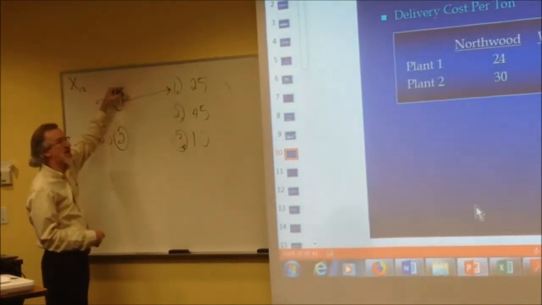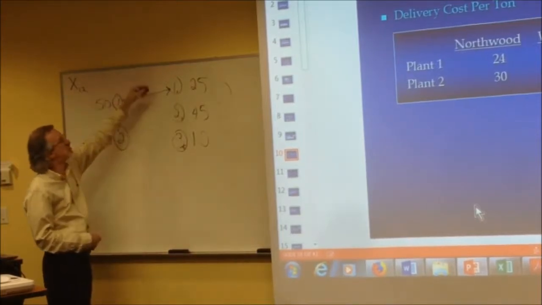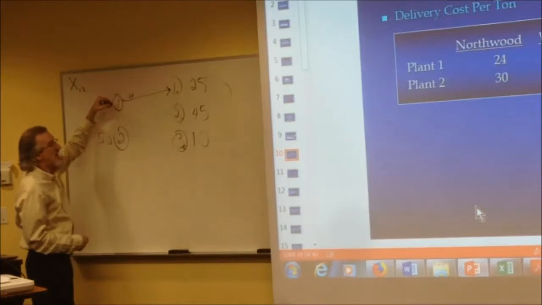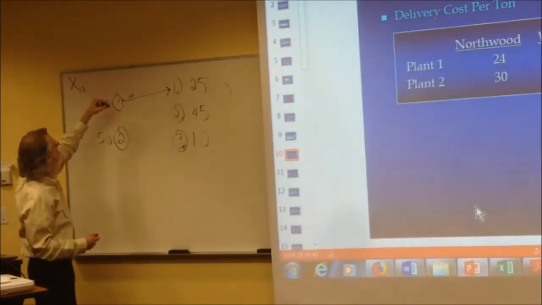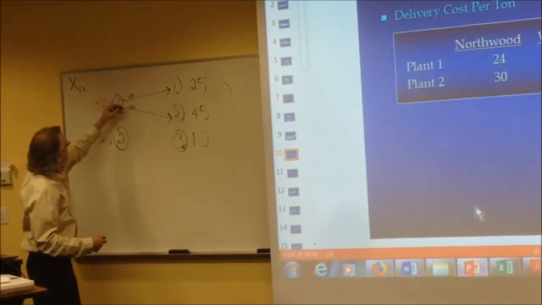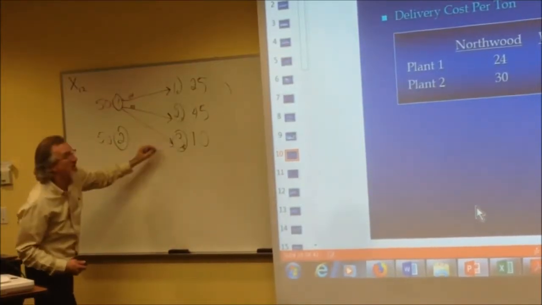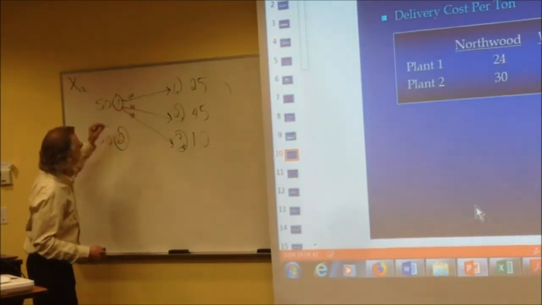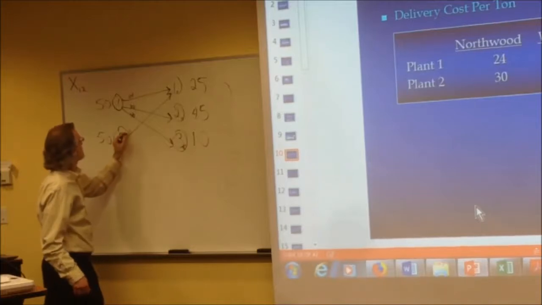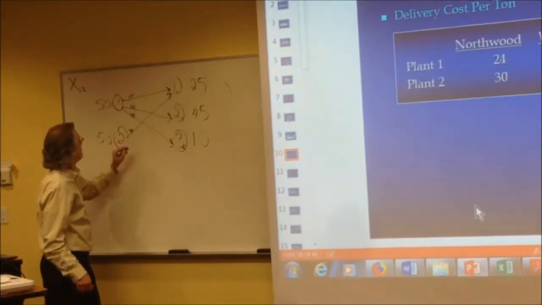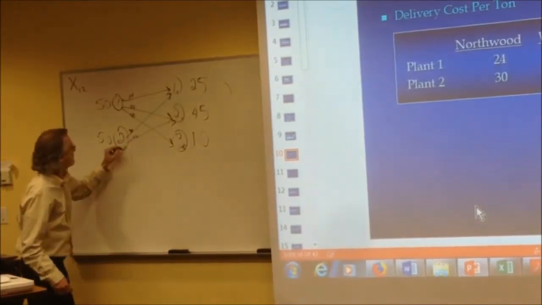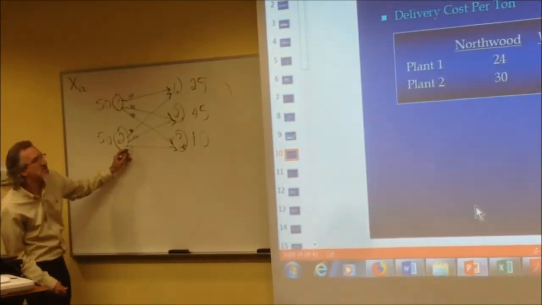And on this arc, I've got to put the cost going from plant 1 to customer number 1, Northwood. And what will that cost be? 24. There you go. Let's go to the right. Plant 1 to Westwood, so I go that way, and the cost is 30. Is that correct? Plant 1 to Eastwood, and the cost is 40. So there's those 3. Let's go plant 2 now to Northwood, and that cost is 30. And this one's going to Westwood, and that cost is 40. And this one's going to Eastwood, and that cost is 42.